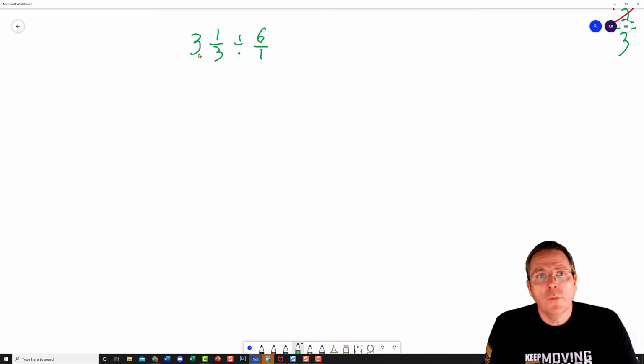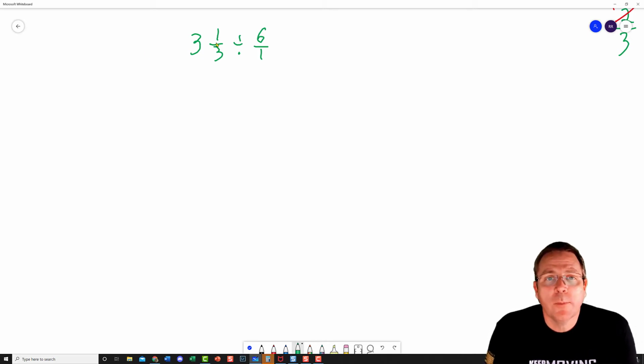And 3 1/3, we have to change it to an improper fraction. And the way I like to do this is what is referred to as the Texas approach. We have a T and an X, also known as a plus and a times. And you start at the bottom. You do 3 times 3 is 9, plus the 1 is 10.